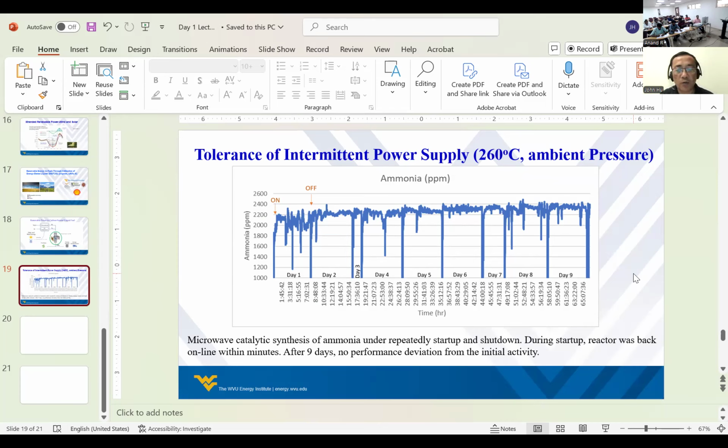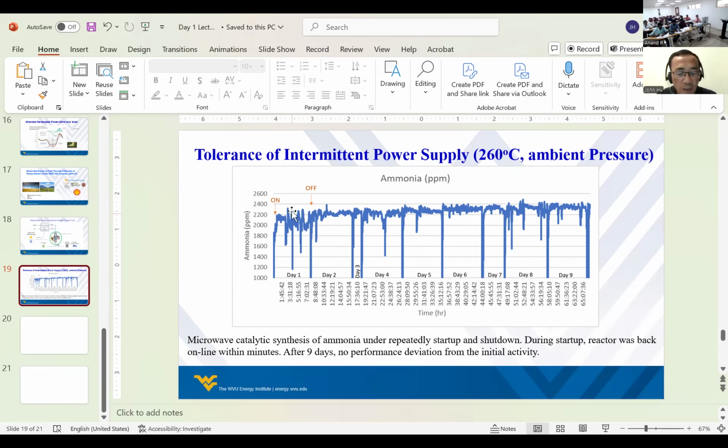Now you see we run for how many days? We run this for 9 days. In 9 days, we have almost 15 startup-shutdown cycles. Let me try to interpret this curve. The horizontal lines are during production. That's basically the level of ammonia in our reactor. Every time you see a deep drop, that means we turn off the power. Turning off power means we mimic shutdown, meaning renewable power is not available. So we say the next day we are going to start it.